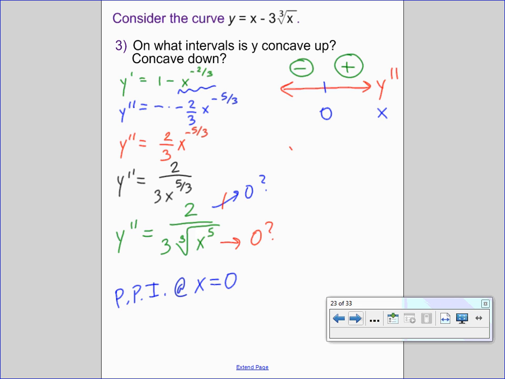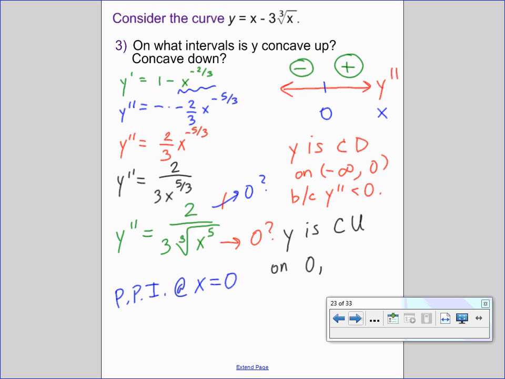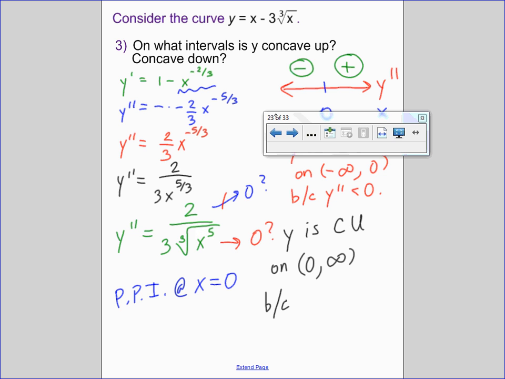Looks like y is concave down on negative infinity until 0, because y double prime is negative, and y is concave up on 0 to infinity, because y double prime is positive.